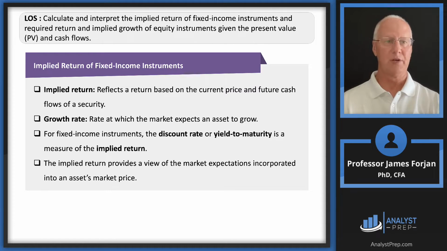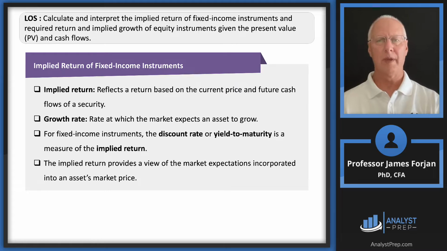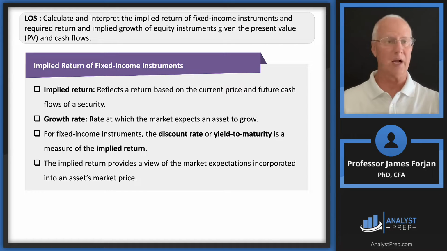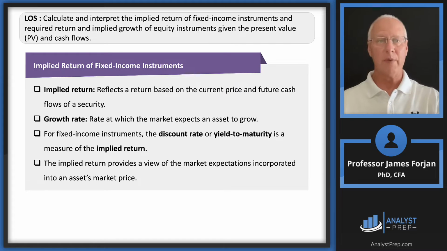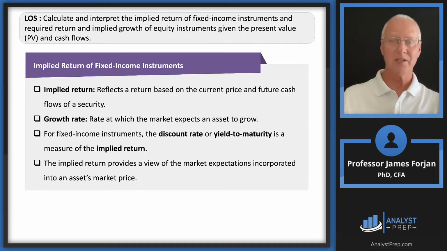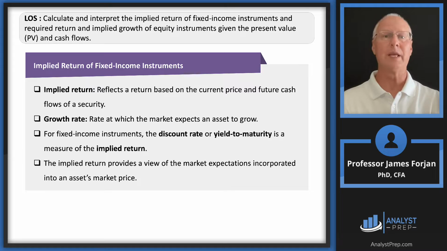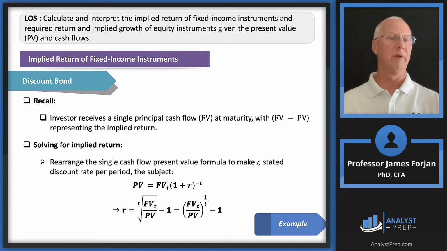All right, so there's a definition for implied return, a return based on the current price, right? So think about what we just did. We saw the price of a bond, we saw the price of a share of stock. That was a theoretical price. But what we can do is go look on the floor of the New York Stock Exchange or on a bond exchange, and we can see the price. And then we can estimate those future cash flows, and then compute what's known as an implied return. We're also going to calculate a growth rate and a couple of other rates as we go forward.